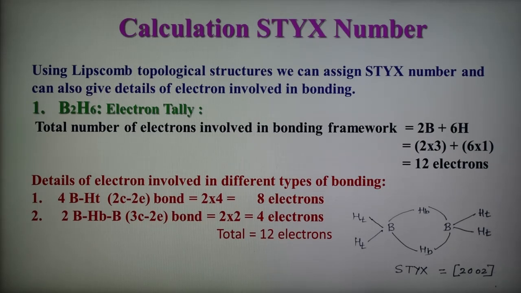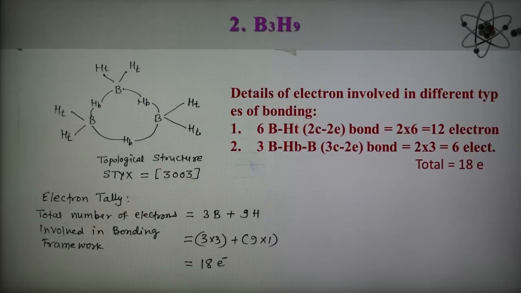So the styx number for this diborane is 2002, which is shown here. In this way we can calculate the styx number in the higher boranes. This is the first example.